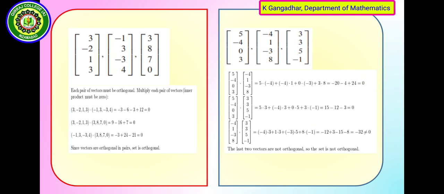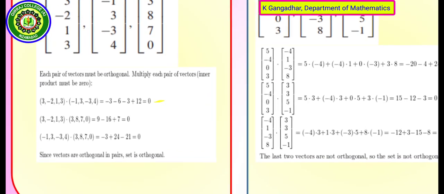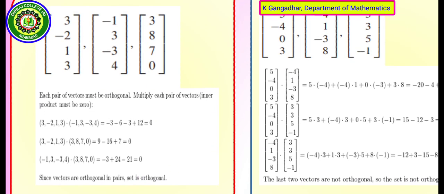So next problem. (3, -2, 1, 3) is one vector, (-1, 3, -3, 4) is another vector, and the third vector is (3, 8, 7, 0). So we say that u, v, w are the three vectors.